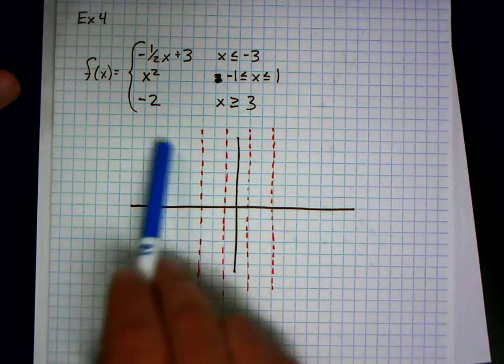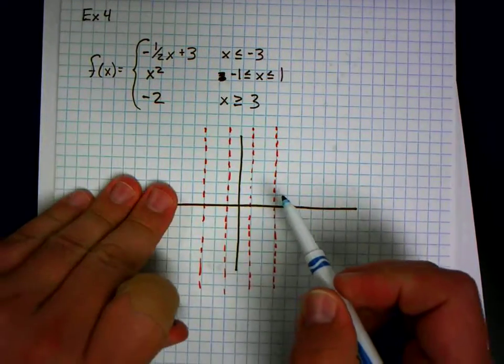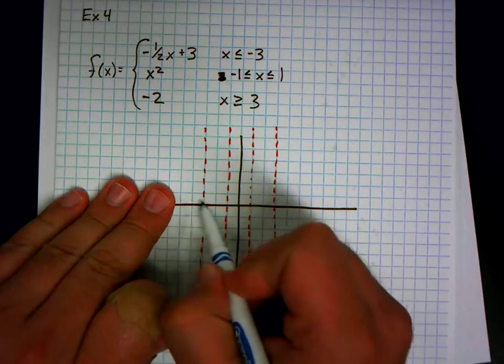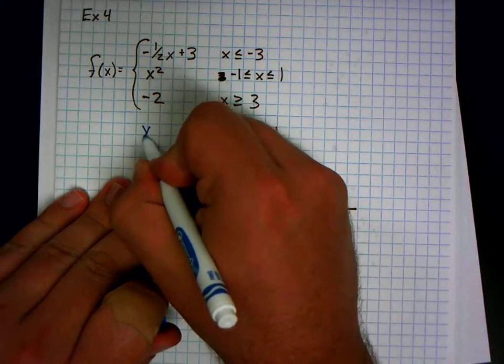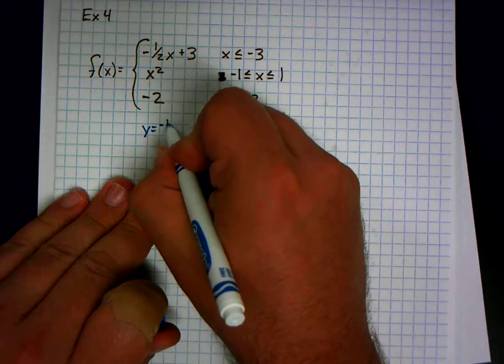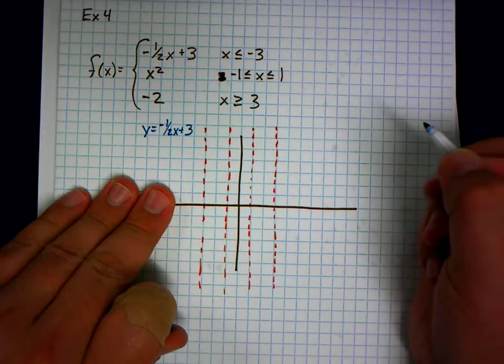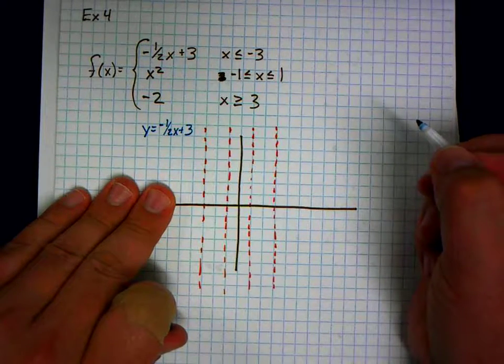What equation goes in this area over here? So my far left-hand one, wherever I'm over here, this is y equals negative 1/2 x plus 3, right? Because I'm less than negative 3.